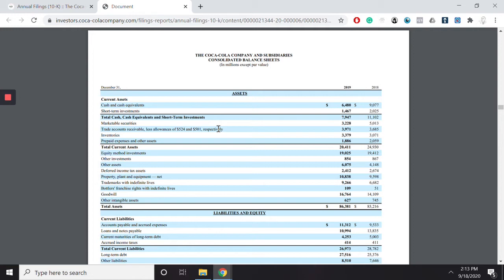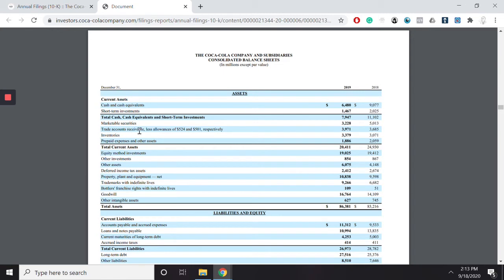So I've already mentioned more cash is better. It's pretty simple. And also less debt is better. So it's very simple in that sense. We want a company with more cash and less debt. But let's talk about this a little bit deeper.